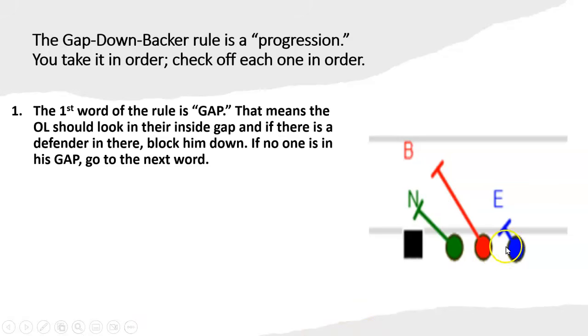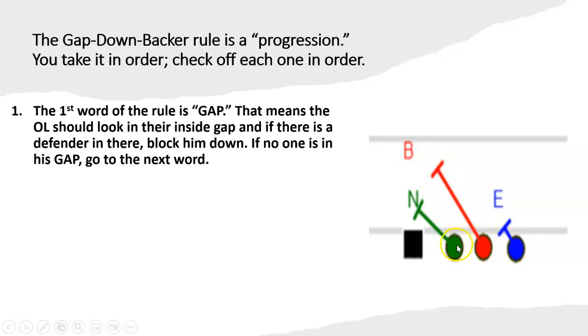For instance, the blue man here, which would be the tight end, he said, my rule's gap down backer. Oh, look, somebody's in my gap. Boom, done. I'm blocking the guy in my gap. Okay? I'm blocking the guy in my gap. The guard, the red guy, the tackle, he looks in his gap. Nobody in my gap. He goes on in the rule. What's the next word in the rule? Down. Is anybody down? No. So he goes to backer.